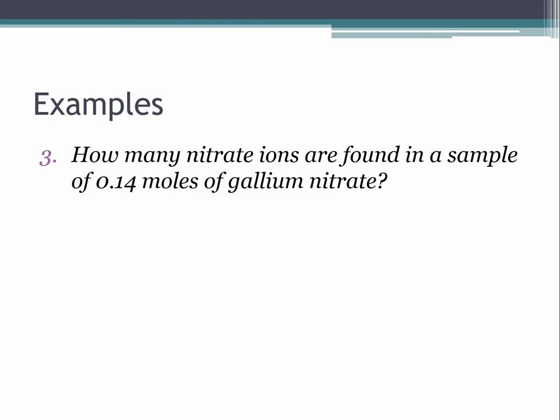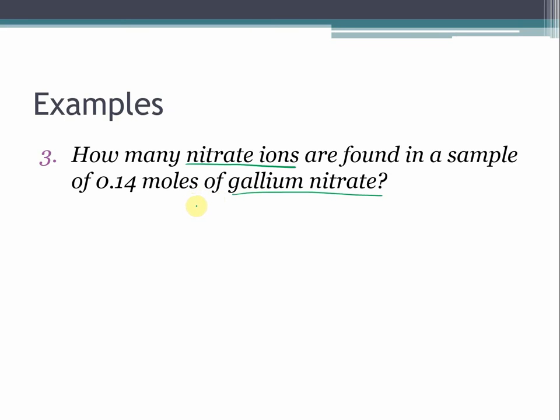Number 3 says how many nitrate ions are found in a sample of 0.14 moles of gallium nitrate. Well, the fact that we're starting with gallium nitrate and ending with just the nitrate ions means this is one of our new type of mole problems. It's going to require an extra step. You can either save that step for the very end, or you can do it as a moles to moles step in the middle of the problem. However you want to do it, just make sure you are following all of your normal conversion factor rules.